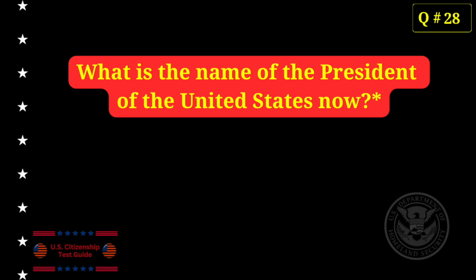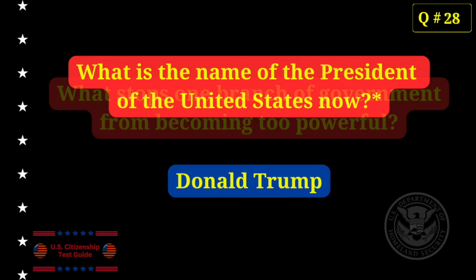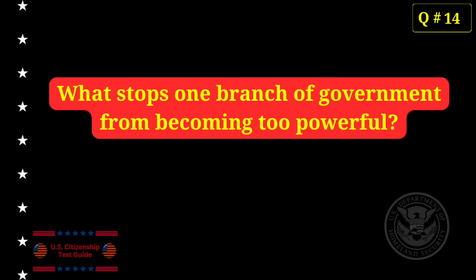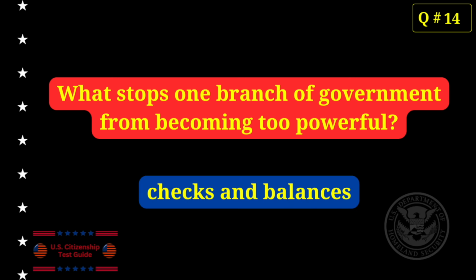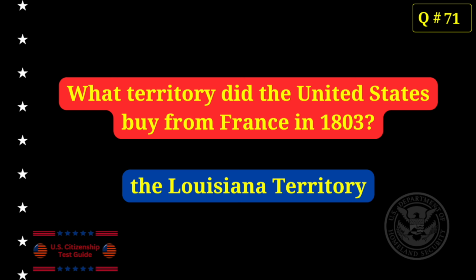What is the name of the President of the United States now? Donald Trump. What stops one branch of government from becoming too powerful? Checks and balances. What territory did the United States buy from France in 1803? The Louisiana Territory.